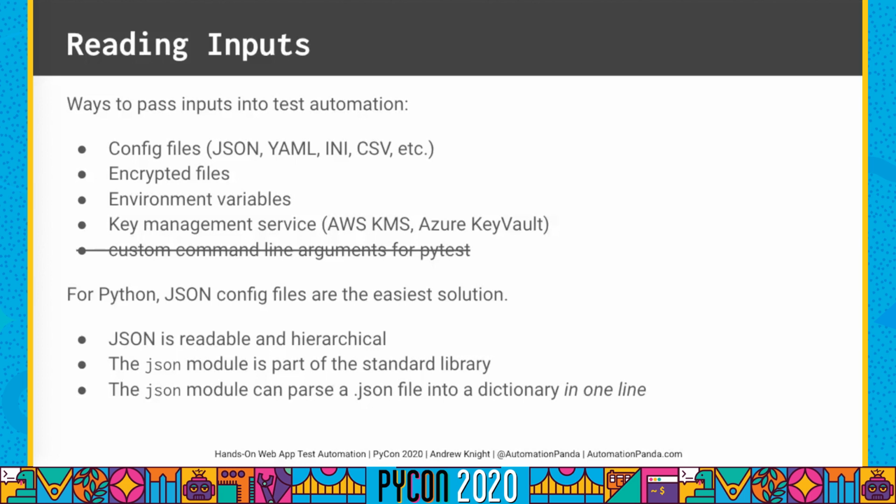In my opinion, I think JSON config files are the easiest solution. As a file format, JSON is readable and hierarchical. And from a coding aspect, the JSON module is part of Python's standard library. With one line of Python code, you can read in a JSON file into a Python dictionary and reference it by key name. It's super easy and super simple.